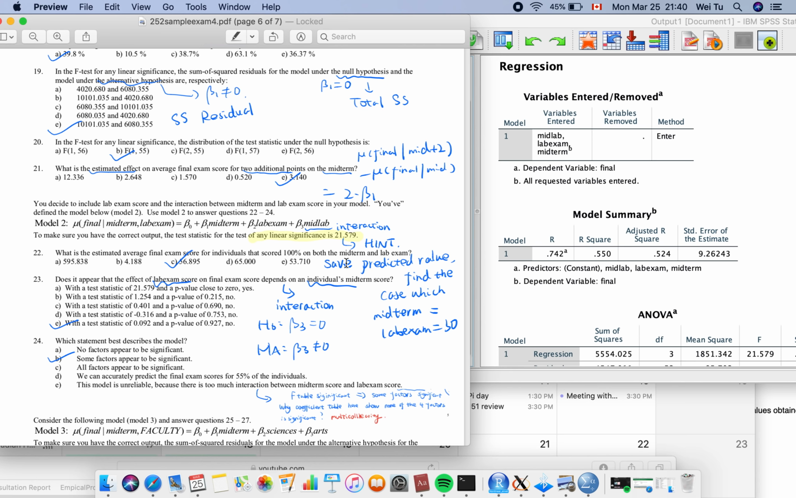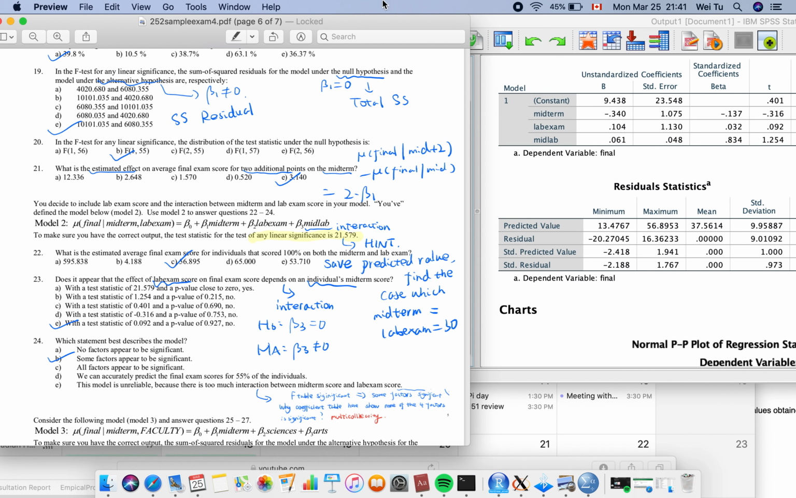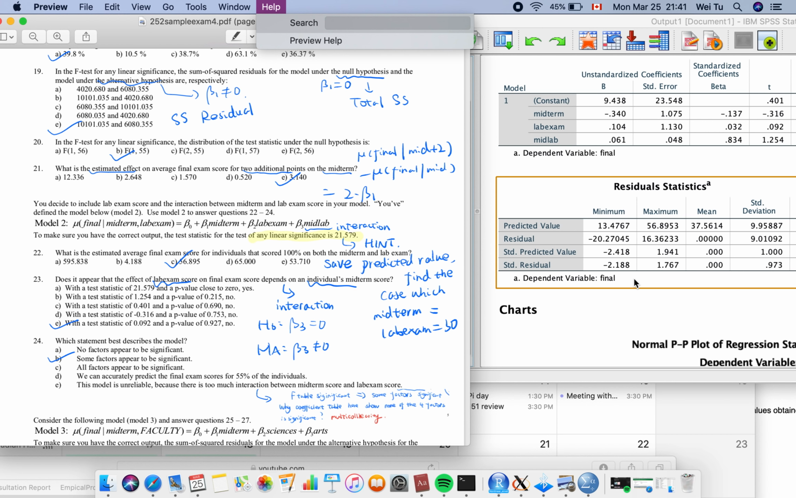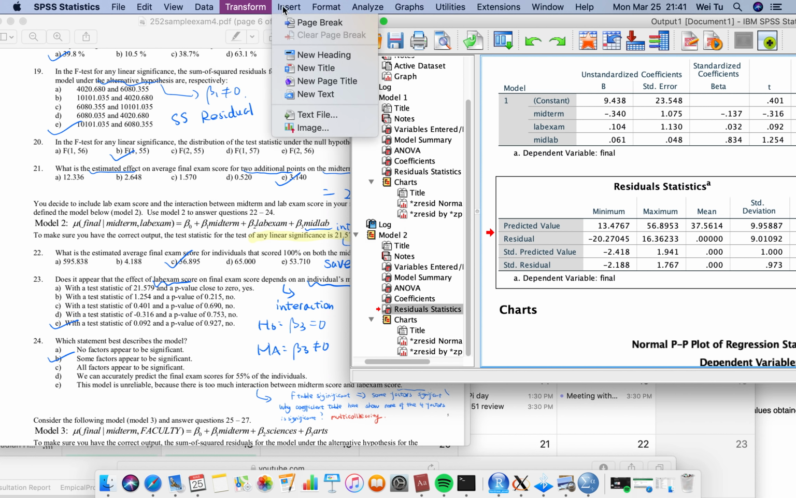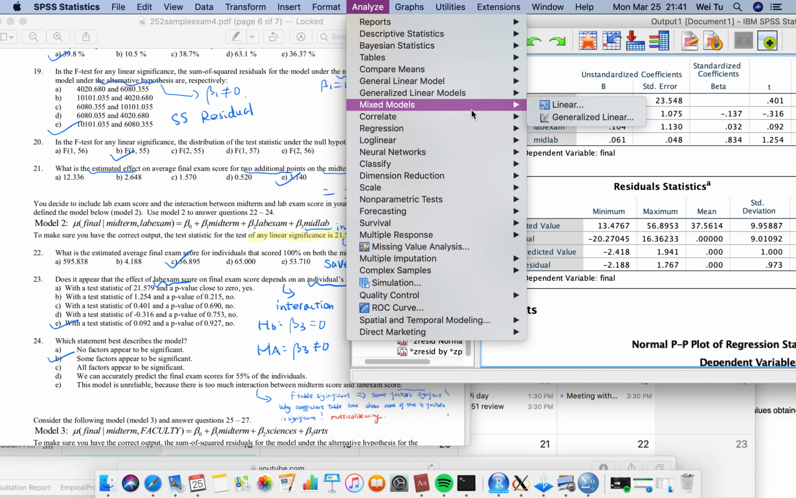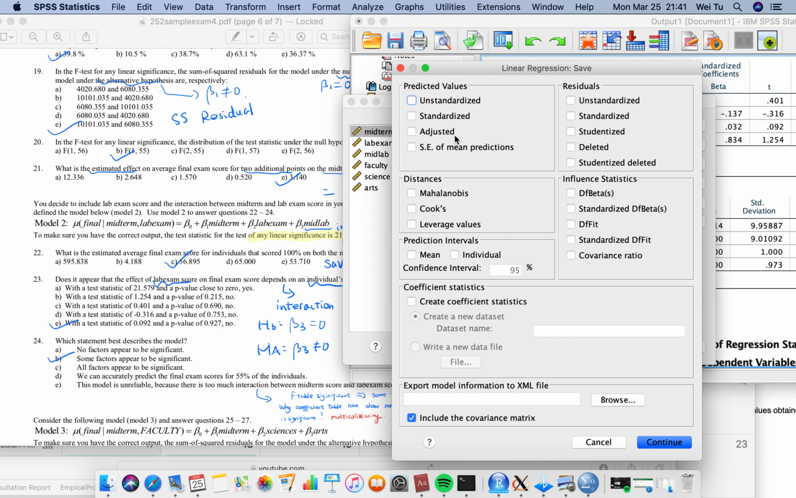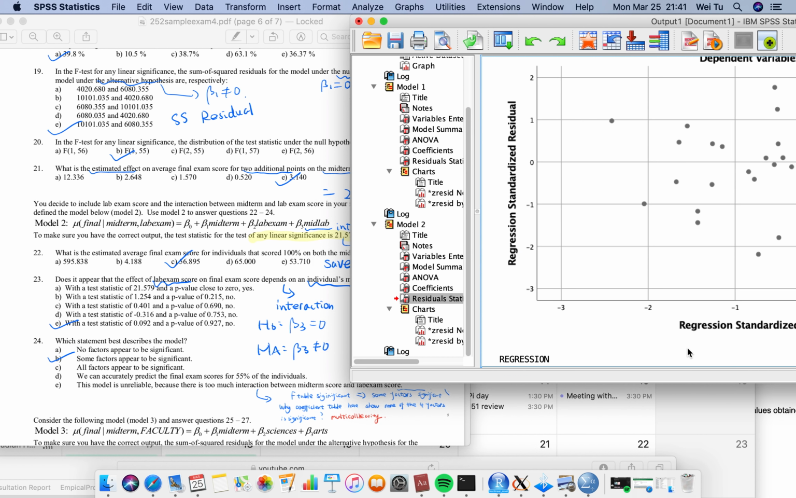So for prediction, we can save the predicted value, okay? So I don't think I have saved the predicted value. So I'm going to run this again. So I'm going to do the question again. So analyze, regression, linear regression. I'm going to save the predicted value, the unstandardized one. And then I'm going to continue and then OK.